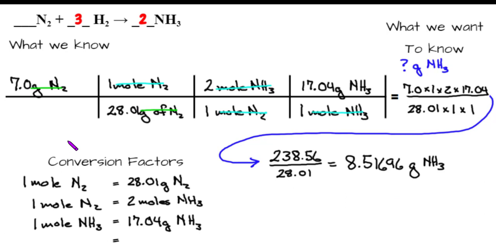Alright, since this number has 2 significant figures, my result is going to be the 8 is significant, the 5 is significant, the 1 is not, and it does not round up the 5, so 8.5 grams of NH3, known as ammonia.